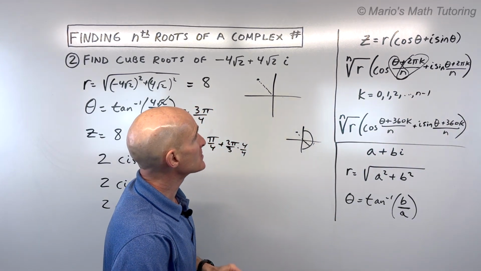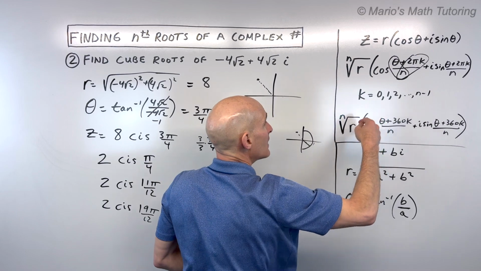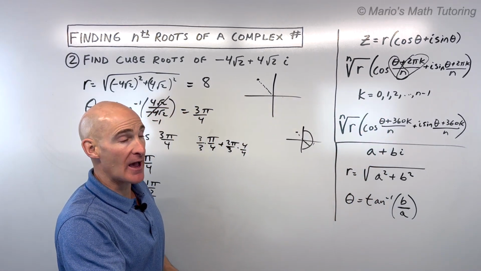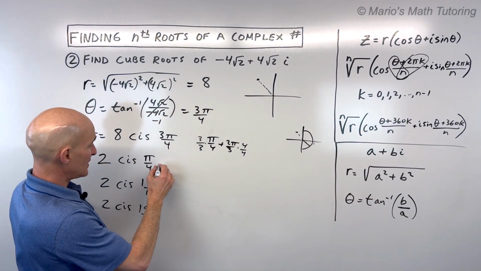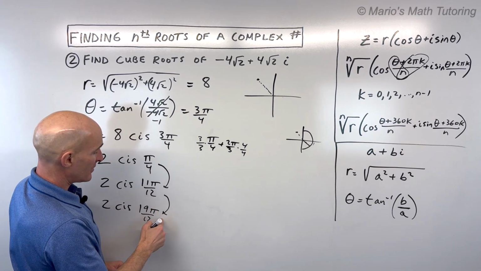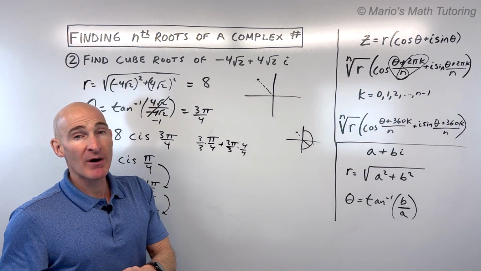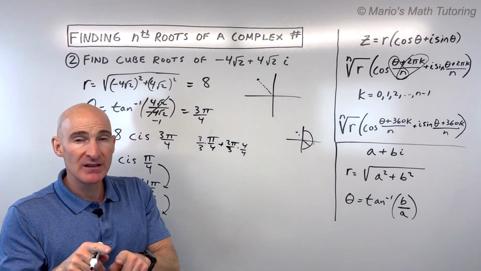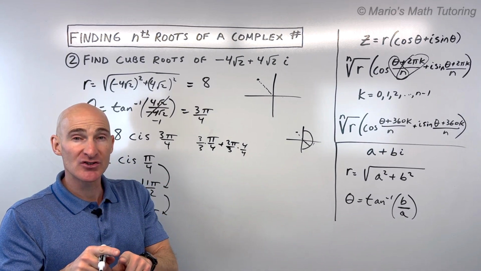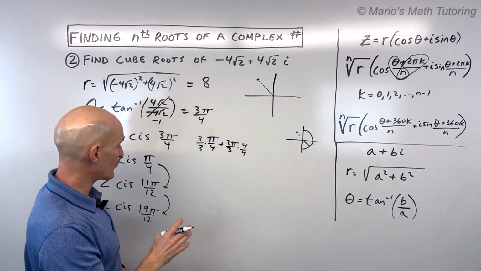But the way this works is you keep adding 2 pi over 3, 2 pi over 3 like that each time. So that's what I did here, I just added 2 pi over 3, added another 2 pi over 3. What's interesting about these complex roots is they're equally spaced, evenly distributed around a circle. And you'll see that. I'm going to graph these in just a moment.